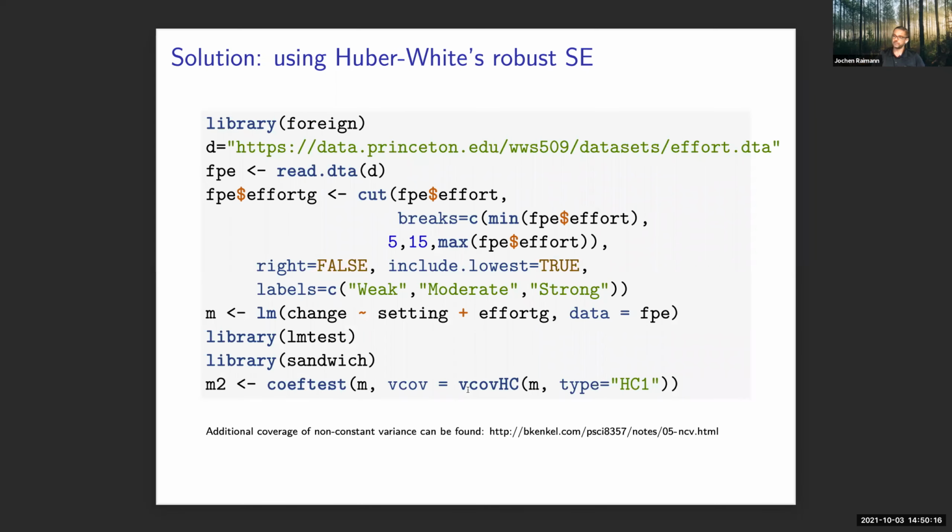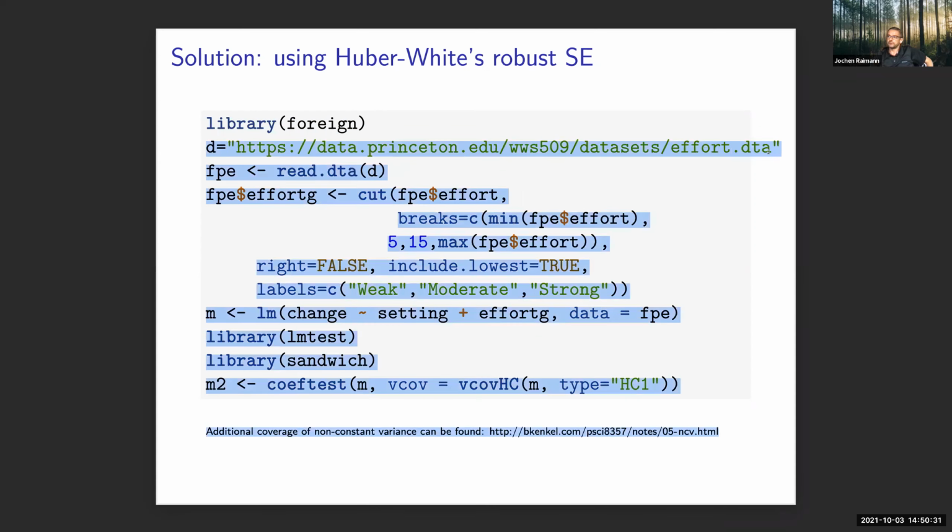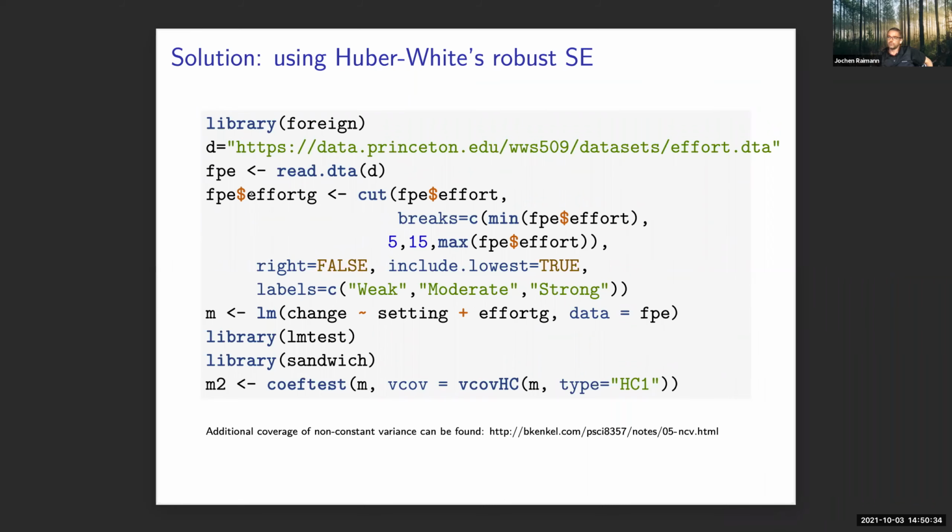This is how we will be approaching this. You have the code in the RMD file, and we will play around with that in the lab. You have the library foreign, which essentially allows you to open this effort DTA file. You're putting this here in an FPE. You're cutting out different groups in increments of 10, so you take 3 groups: 5, 15, up until max. Include lowest, and the labels are weak, moderate, and strong.